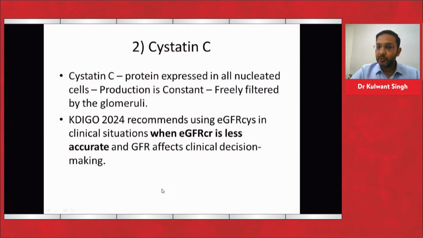KDIGO recommends that we use it as a second test in clinical situations where we feel our creatinine-based estimated GFR is less accurate, and we need a more accurate GFR assessment because it affects our clinical decision making. For example, a lady who is 90 years old is in our ICU, very frail and cachexic, weighing hardly 35 kg, but the creatinine is 0.9. If we use a creatinine-based formula, we will get a falsely high GFR in such a patient. So whenever we have to assess eGFR, for reasons like antibiotic dosing, in that set of patients cystatin C will be more helpful.